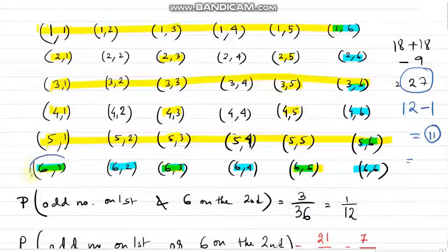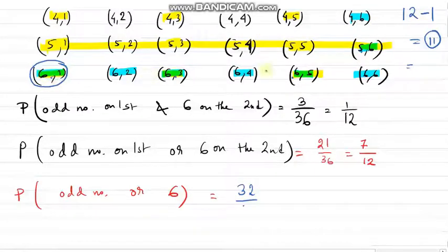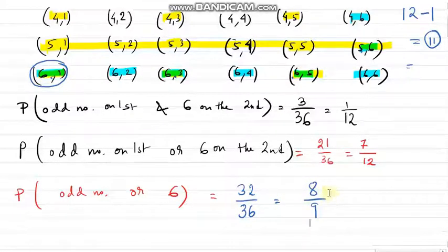Just check this event. We had taken this for 6 and we had taken this for the odd number also. So 1, 2, 3, this event we subtract, right? Again 1, 2, 3. So these events we will subtract, so the total number of outcomes will be 32 divided by 36, because we are going to subtract this 3 and this 3, so 38 minus 6, 32 divided by 36. If I simplify, it will be 8 divided by 9.